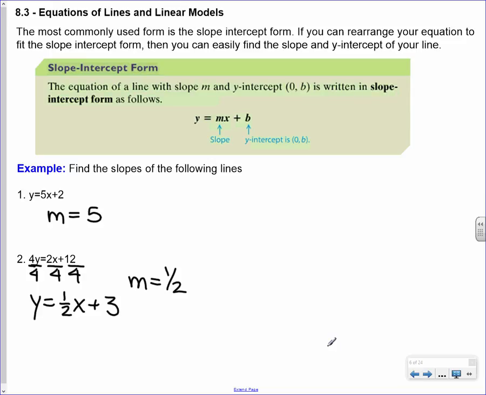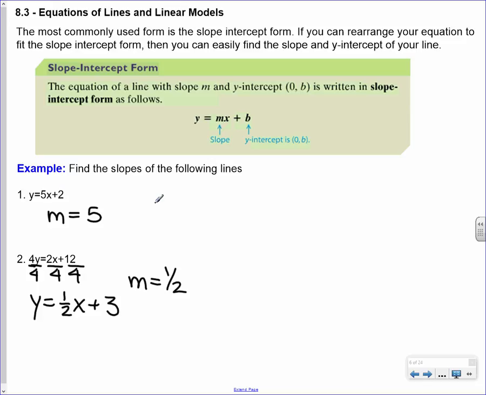Okay, moving on to 8.3. In 8.3, we look at some new equations and how to figure out the equation of a line. So the most commonly used form that we use for the equation of a line is slope-intercept form. So we already talked about standard form, which was just the ax plus by equals c. But now we're going to talk about slope-intercept form, which we're going to see probably more of and you've probably heard of before. So slope-intercept form is written in this way: y equals mx plus b, where m is our slope and b is our y-intercept.